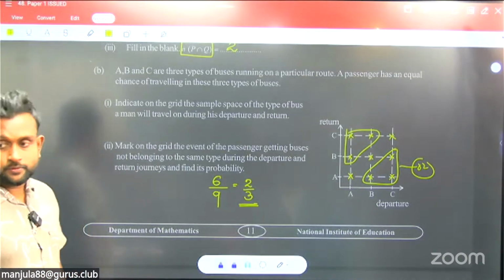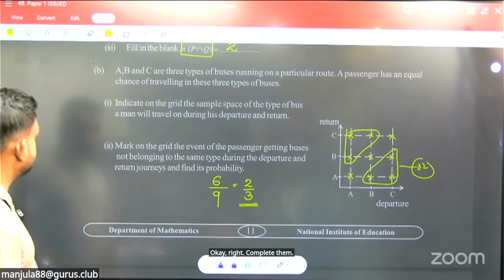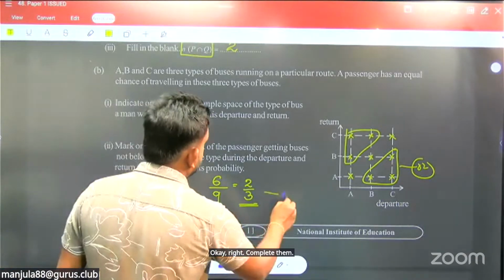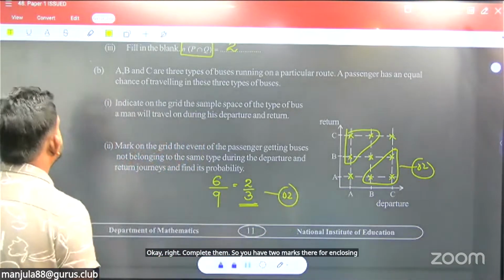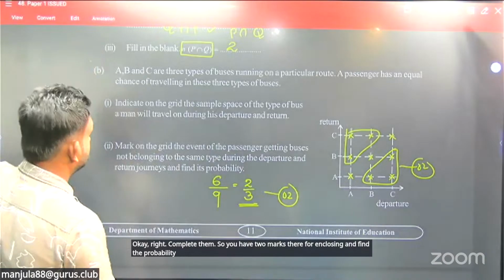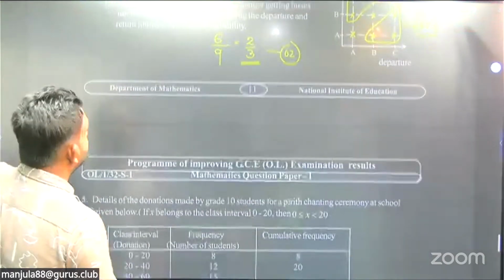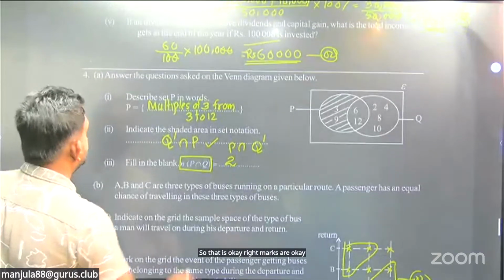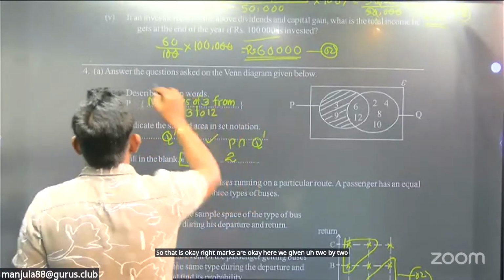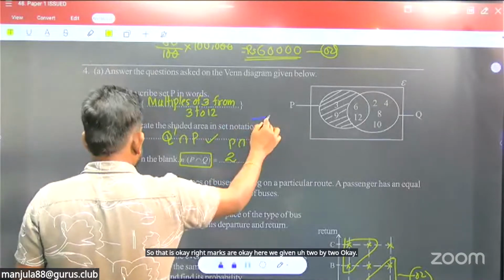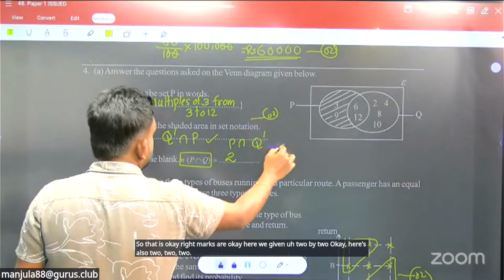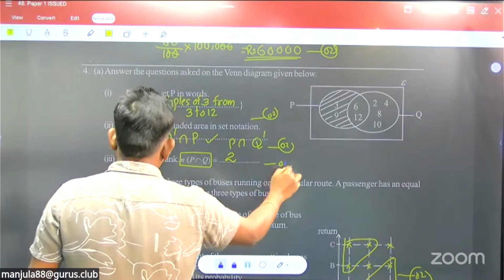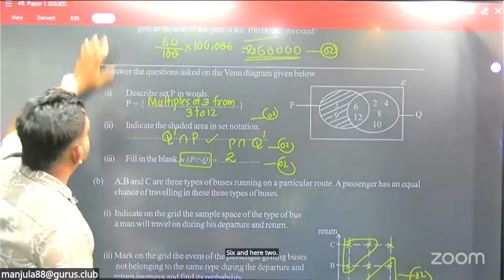Okay, right. Complete them. So you have 2 marks there for enclosing and find the probability. That is okay, right? Marks are okay. Here we give 2 by 2. Okay. Here also 2, 2, 2. 6, and here 2, 2. That is done.